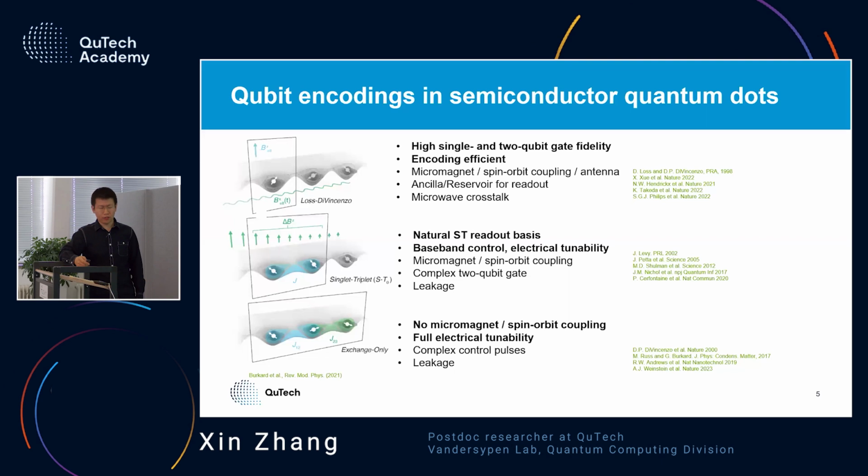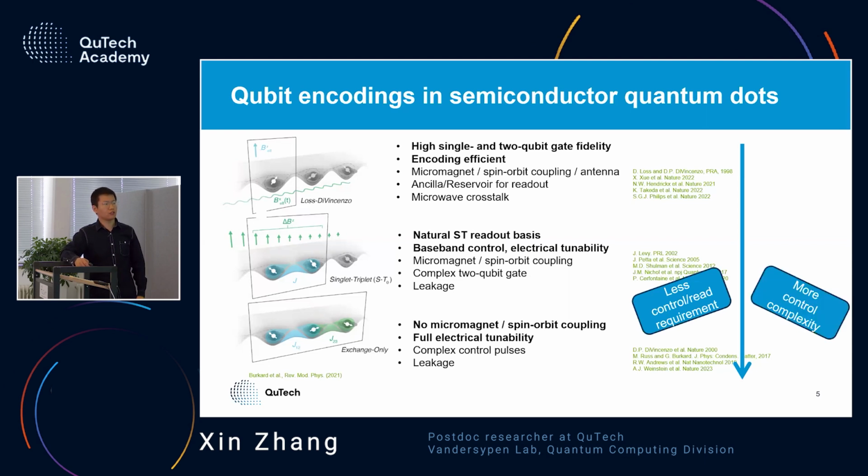So to summarize, if you go from 1 dot to 2 dots and to 3 dots, you get rid of the control requirement or readout requirement in the system because you have more electric control. But the drawback is that you have more control complexity because you have leakage, so you need to use more control pulses. So actually, this is a double-edged sword. So how can we solve this?